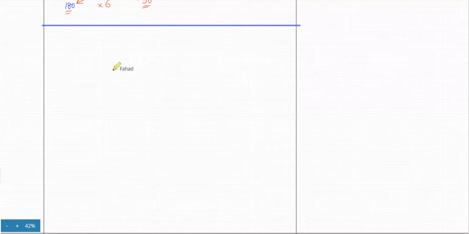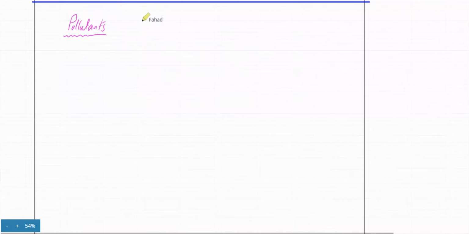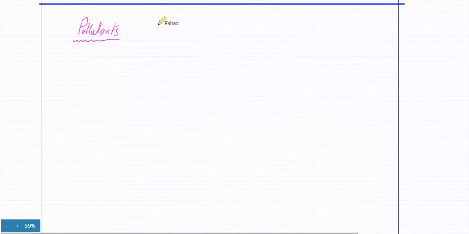So in this class, we're going to move to a very small topic that's very important as well, and that is pollutants. We're going to talk about pollutants. Now pollutants are your everyday pollutants that you experience, some of the common ones. There's a list, and you must know what those pollutants do. Let's start with the first one.